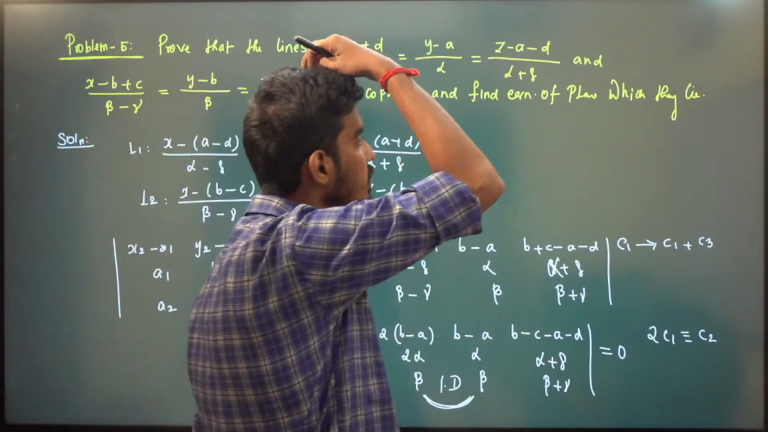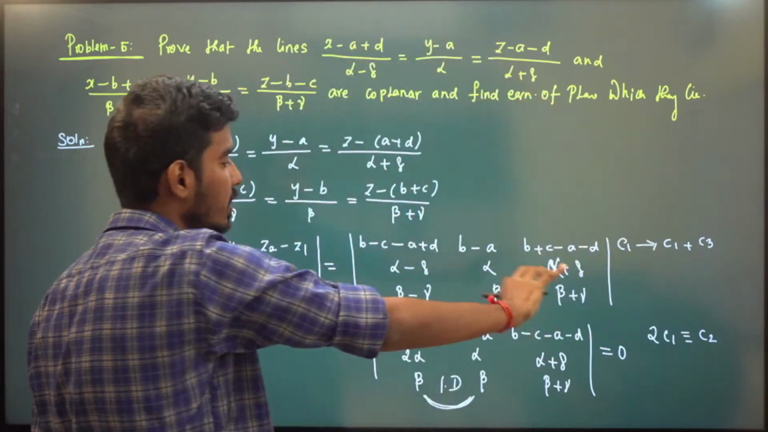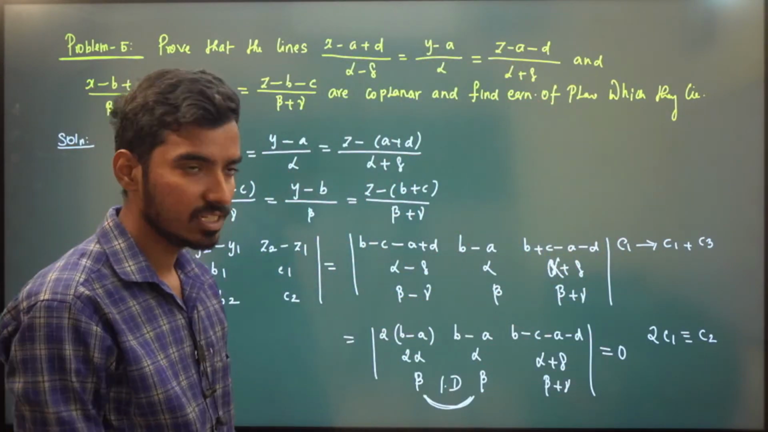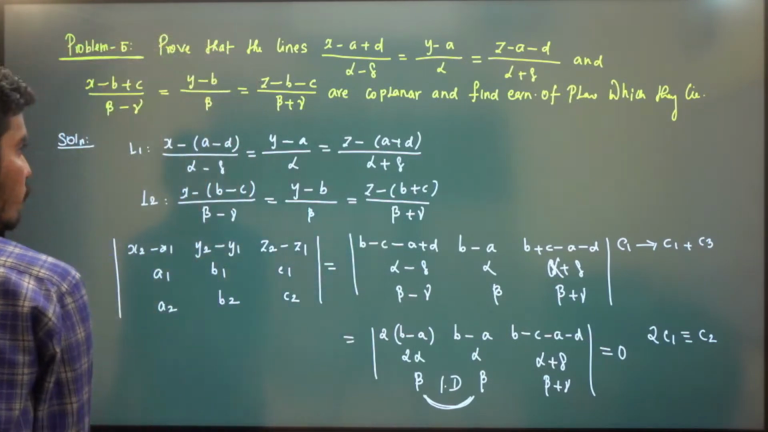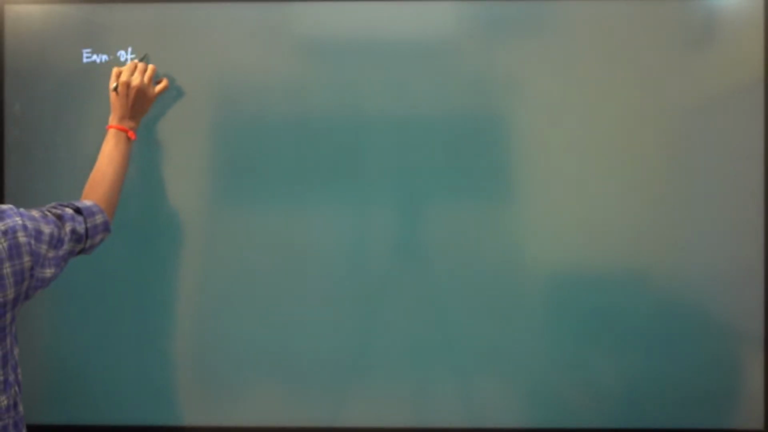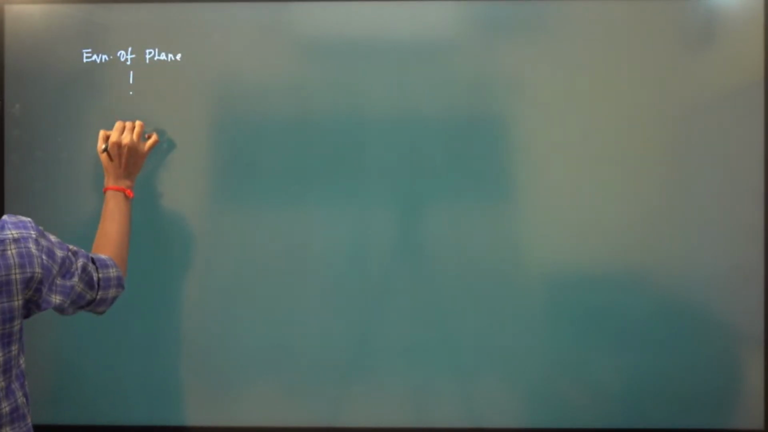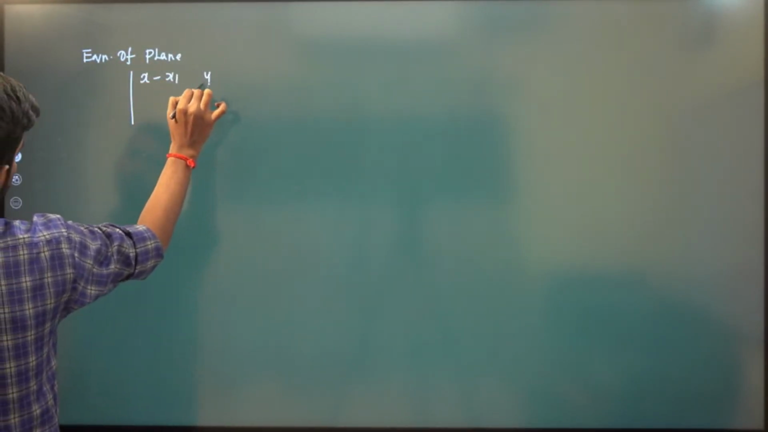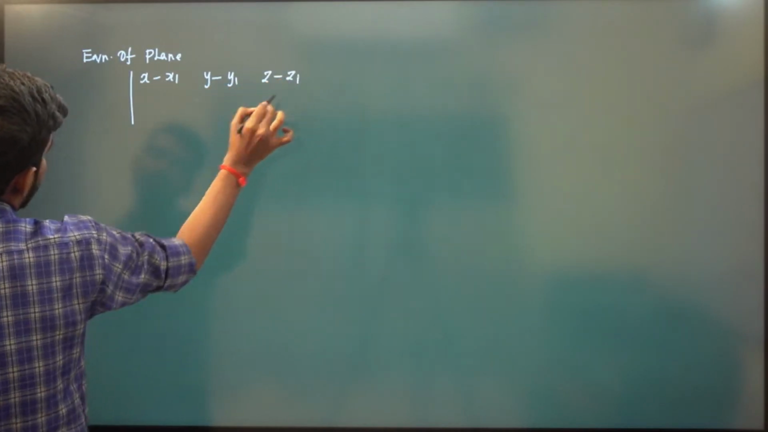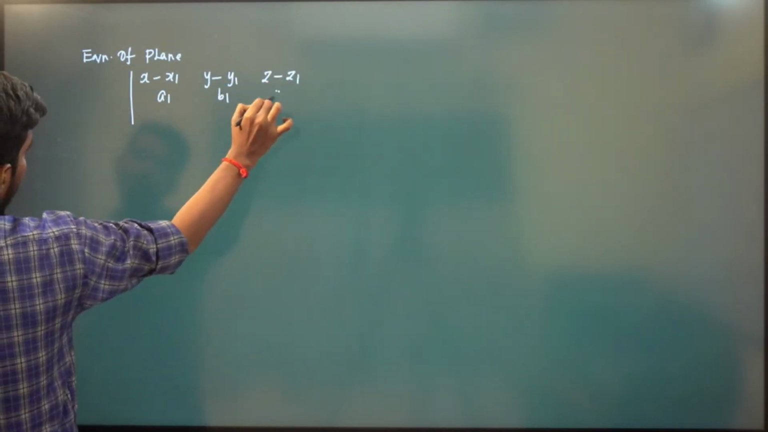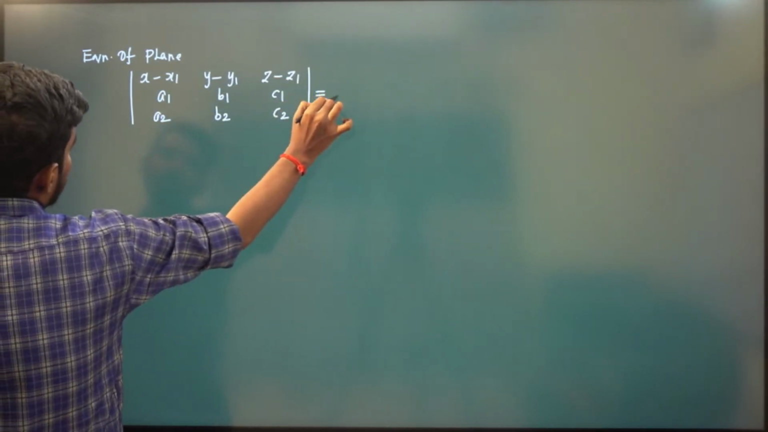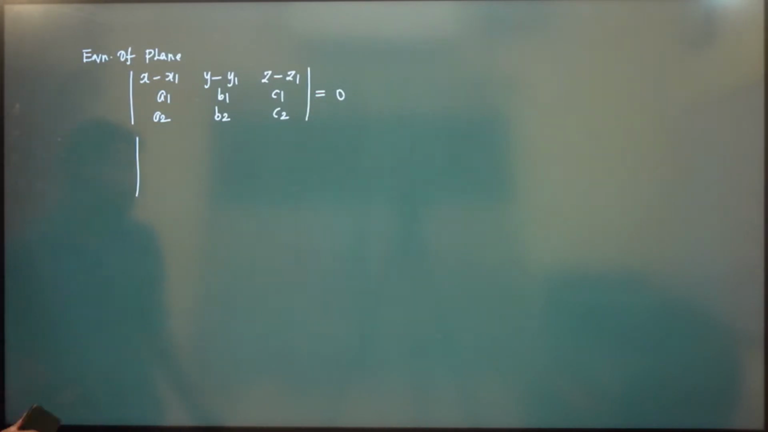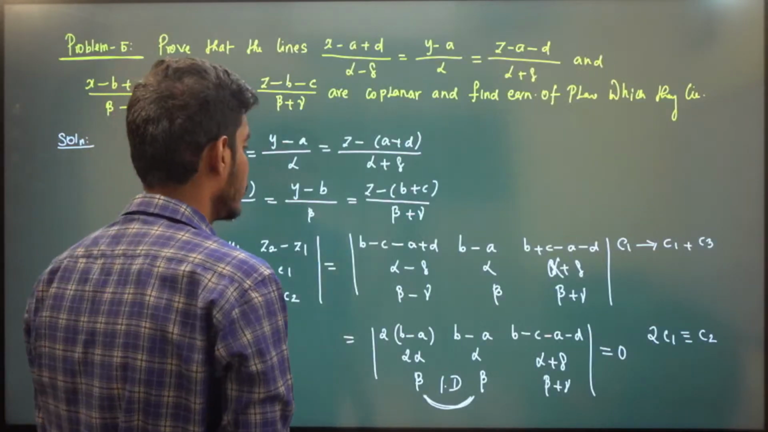Now to find the equation of the plane in which they lie. So instead of expanding the whole thing, just try to make some row column operations, so that we bring in some properties of determinants. Now to find the equation of the plane containing them, we know it is x minus x1, y minus y1, z minus z1, a1, b1, c1, a2, b2, c2 to be 0. So x1, y1, z1 we already know. So just try to substitute here.